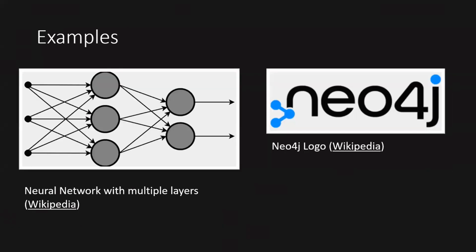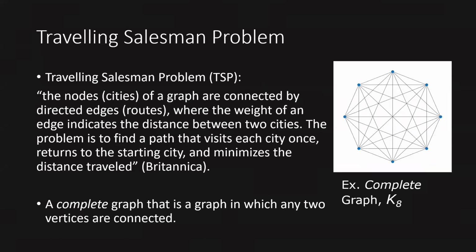So where do graph theory and optimization meet? They actually meet in a lot of different areas. One of the prime examples of an optimization problem in graph theory is the traveling salesman problem, which is very great for providing some intuition into the workings of optimization and also graph theory. Formally, according to Encyclopedia Britannica, the problem statement is as follows. The nodes, cities, of a graph are connected by directed edges, routes, where the weight of an edge indicates the distance between two cities. The problem is to find a path that visits each city once, returns to the starting city, and minimizes the distance traveled.